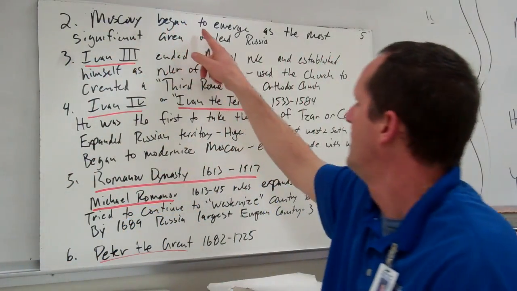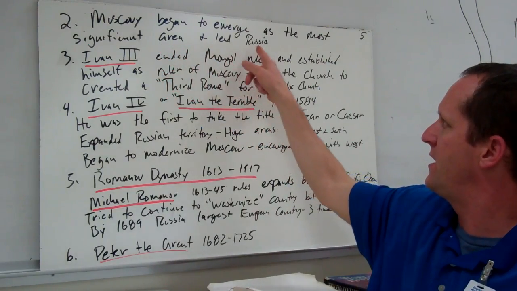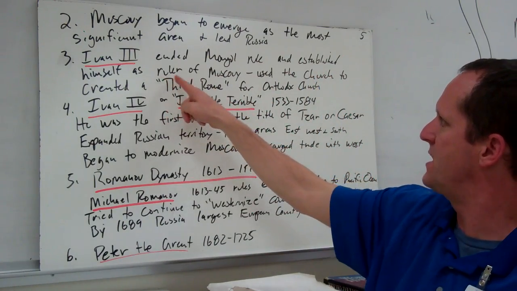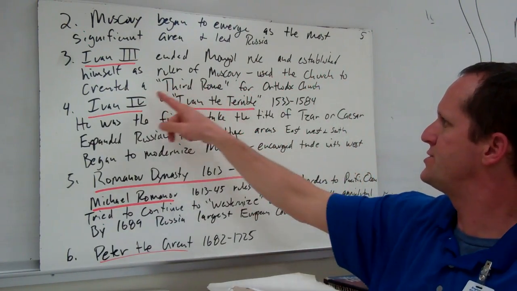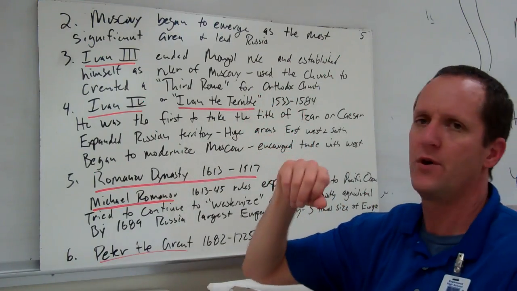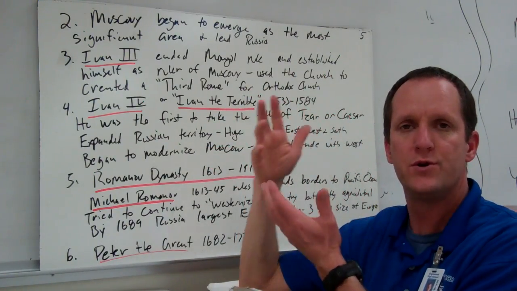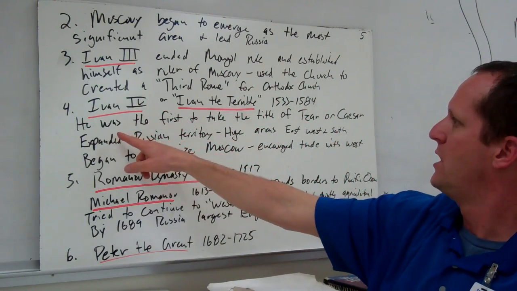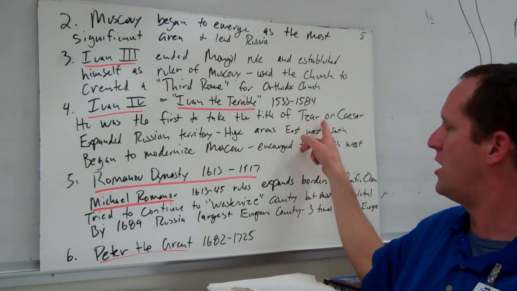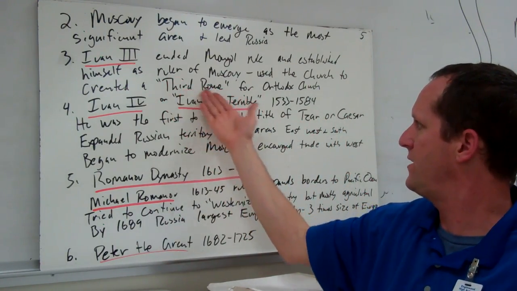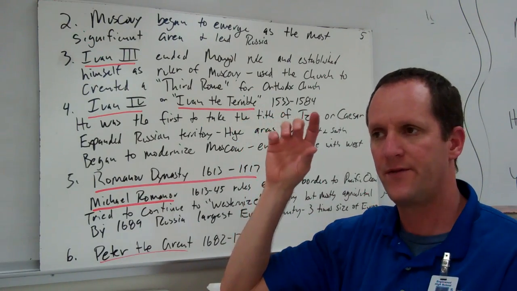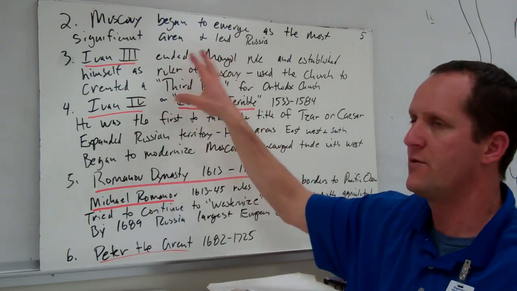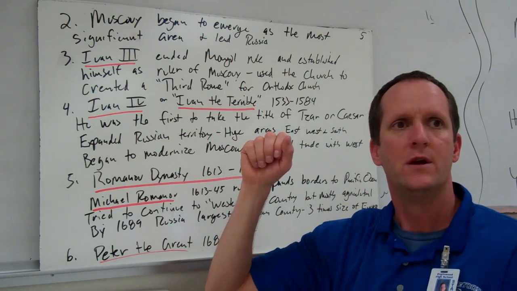Muscovy began to emerge as the most significant area to lead Russia. Ivan III ended Mongol rule and established himself as the ruler of Muscovy, used the church and created a third Rome for the Orthodox Church. And then he used the church to help his power. Ivan IV, or Ivan the Terrible, 33 to 84, he was the first to take the title of Tsar or Caesar. So when they undertook the third Rome, the first was the actual Rome, second was Constantinople, and they wanted to make a third Rome out of Muscovy.